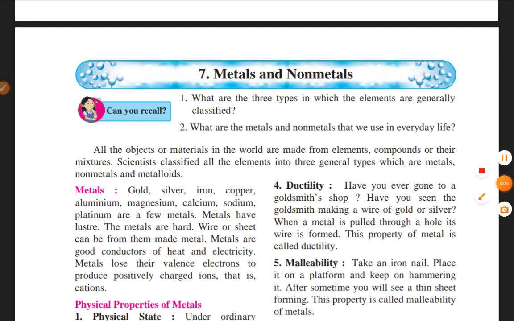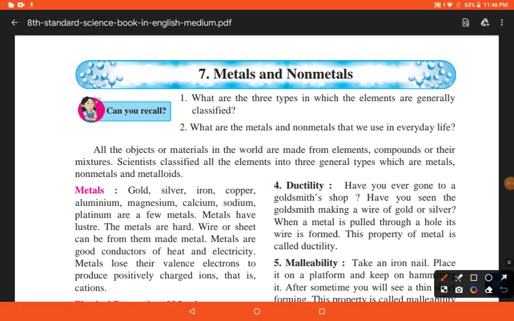Alright everyone, today we are going to start with the chapter metals and non-metals. We're going to do a quick revision for standard 8th, 9th and 10th. Okay, metals and non-metals. So basically the first question which pops in our mind is what are metals and what are non-metals. But before moving ahead with this, we should know what are the three types of elements.